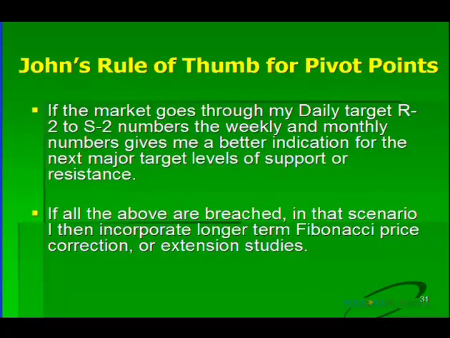Now, here's my rule of thumb for pivot points and how to use them. If the market goes through my daily targeted R2 or my daily targeted S2 number, in other words, the second resistance or the second support, I use the weekly and monthly numbers to give me a better indication for the next major target level of support or resistance. Now, if all the above are breached, in other words, if we go through the monthly R2, the weekly R2, and the daily R2, believe me, R3 numbers aren't going to help us. In that scenario, I would incorporate longer-term Fibonacci price correction or extension studies, and we go over how to do that later in this presentation.